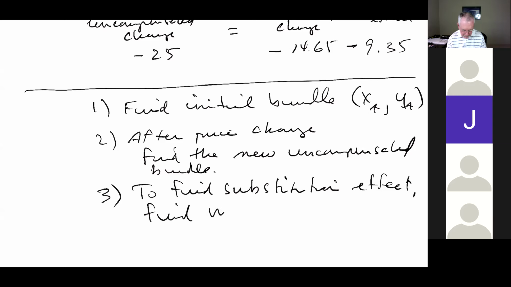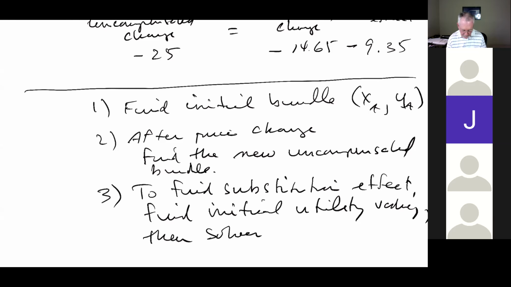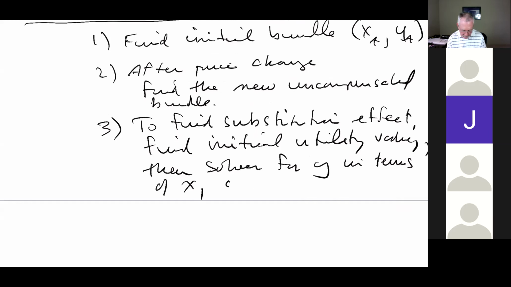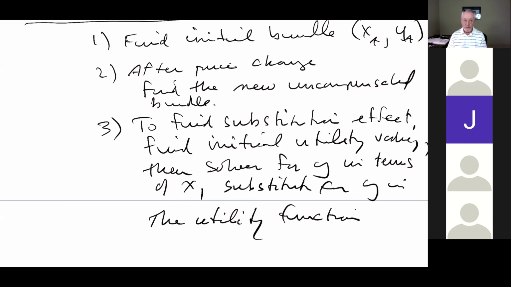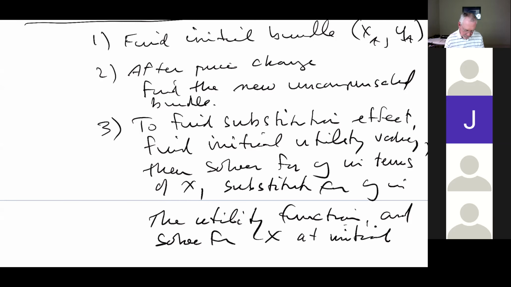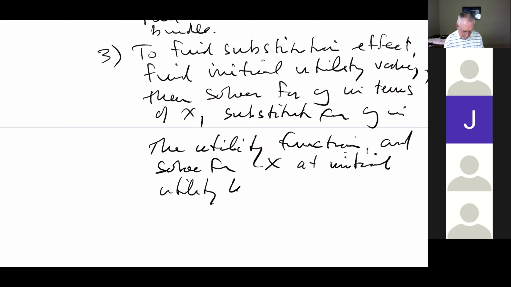find the initial utility value, then solve for y in terms of x, substitute for y in the utility function, and solve for x at the initial utility level, reflecting the new MRS. And I'm basically done.